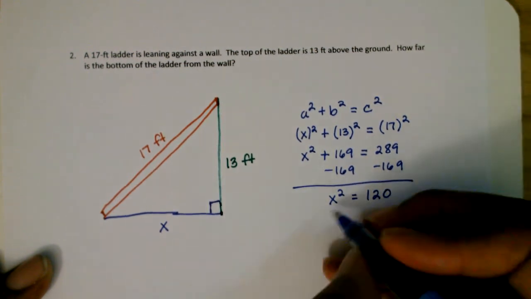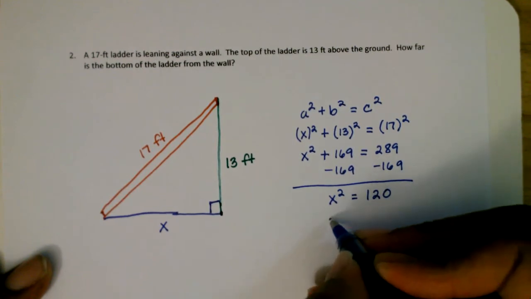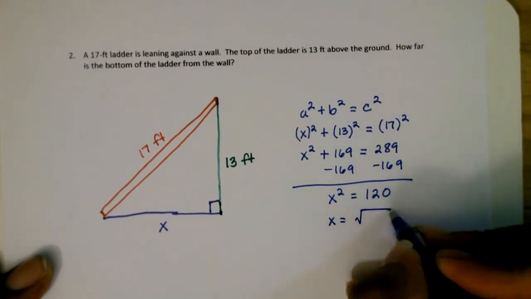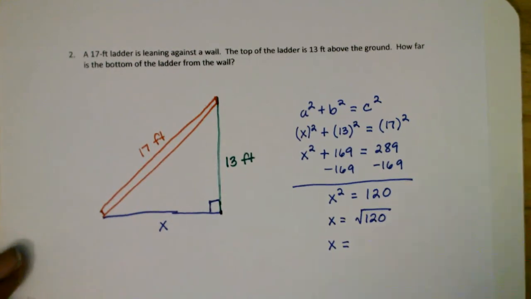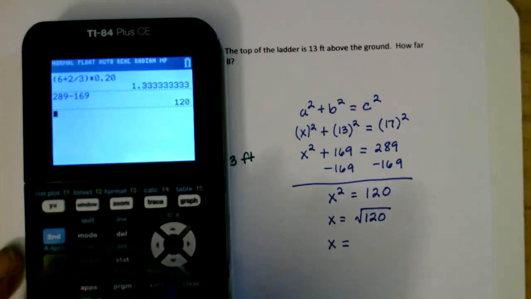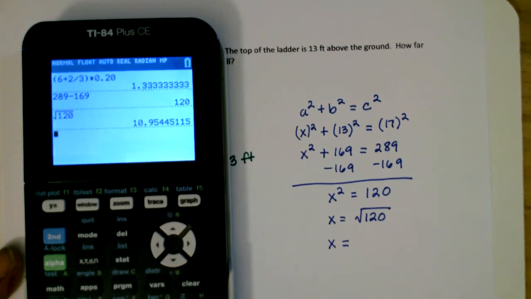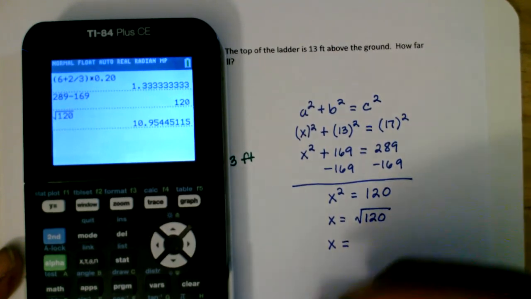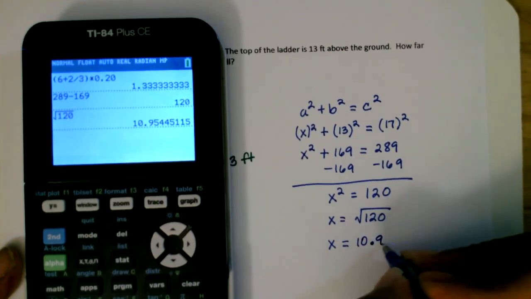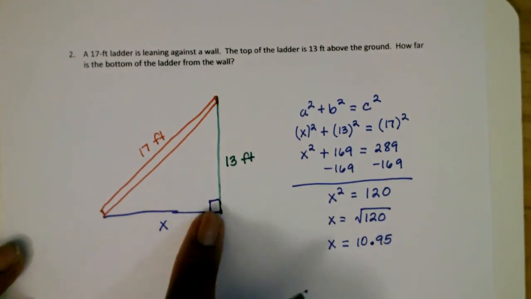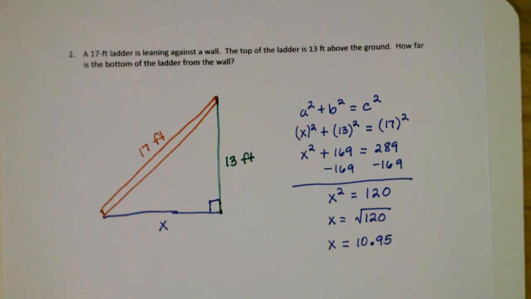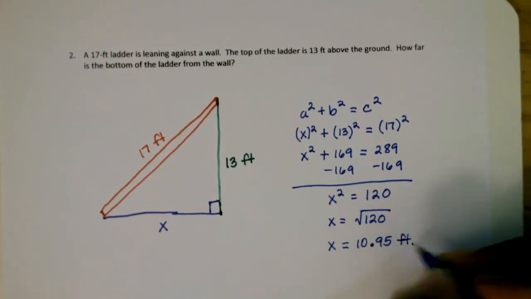And then to find out what x is, the opposite of squaring something would be to take its square root. So I need the square root of 120. And in this case, let's say I rounded to 2 decimal places. This will be approximately 10.95. So this length, from the bottom of the ladder to that wall, would be 10.95, and it's going to be in feet.